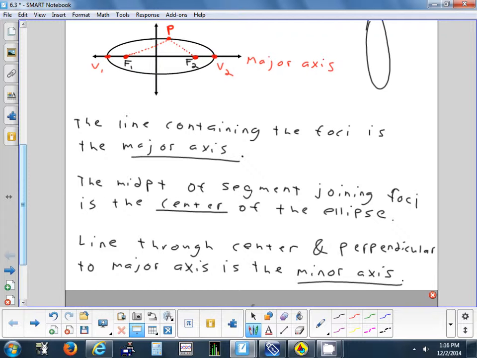You only have two choices for the direction your major axis is going to go in. It's always going to be horizontal or vertical. Could you have a diagonal ellipse? Absolutely. We won't be studying ellipses that are on a diagonal, though.